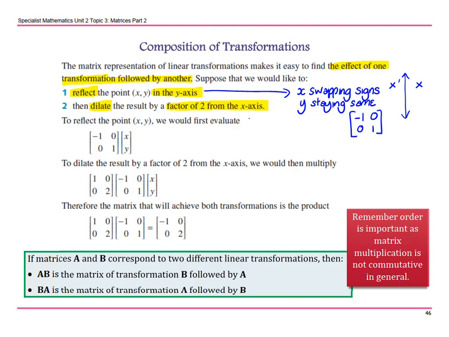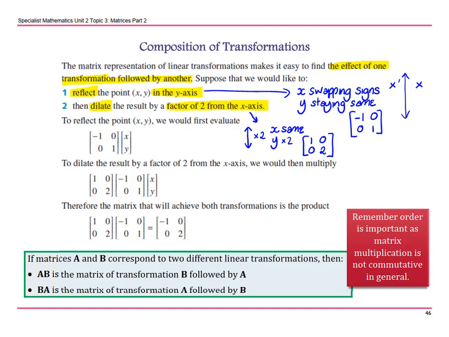Now the next one was dilating from the x-axis. So that means it's a vertical dilation where we're multiplying by 2. So that means the x is staying the same and our y is being multiplied by 2. So our matrix for that, x is staying the same, y is being multiplied by 2. So we then have to do that.